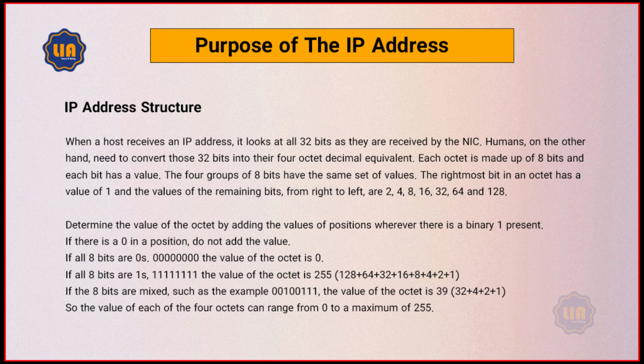Determine the value of the octet by adding the values of positions wherever there is a binary 1 present. If there is a 0 in a position, do not add the value. If all 8 bits are zeros, the value of the octet is 0. If all 8 bits are ones, 11111111, the value of the octet is 255, 128 plus 64 plus 32 plus 16 plus 8 plus 4 plus 2 plus 1. If the 8 bits are mixed, such as the example 00100111, the value of the octet is 39, 32 plus 4 plus 2 plus 1. So the value of each of the 4 octets can range from 0 to a maximum of 255.